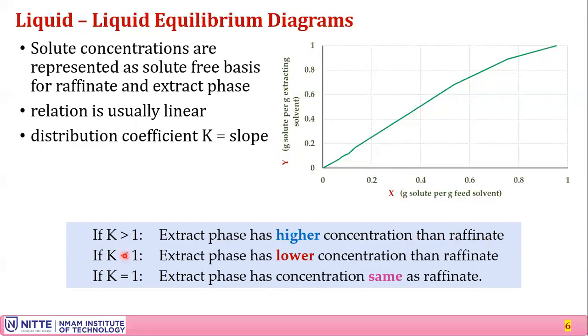Similarly, if k is less than 1, the slope is less than 1. So in that case, the product phase, the extract phase, will have a concentration lower than the raffinate. And if they are equal, that means the extracting solvent will extract the solute equally, so the concentration in the two phases during equilibrium will be equal, that is y is equal to x in this case.